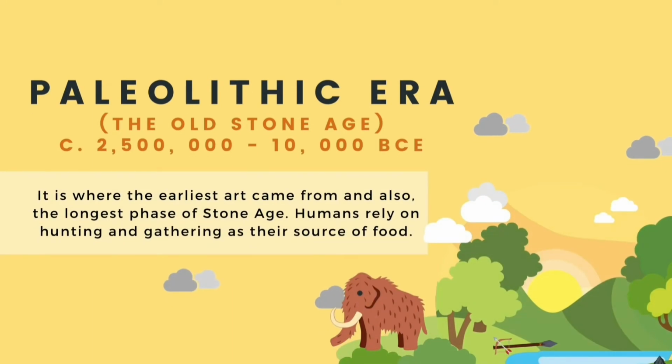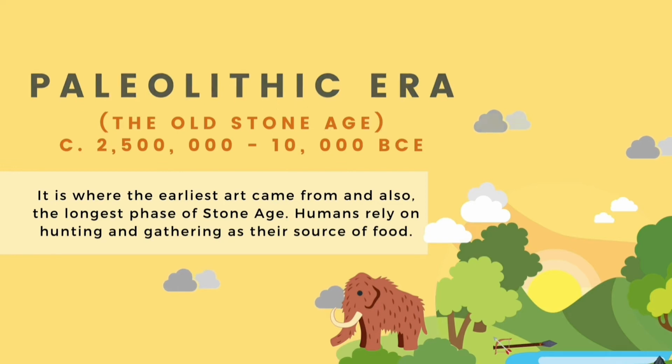Paleolithic era, also referred to as the Old Stone Age. It is where the earliest art came from and also the longest phase of the Stone Age. Humans relied on hunting and gathering as their source of food. This period in human prehistory is distinguished by the original development of stone tools, such as narrow stone blades and tools.